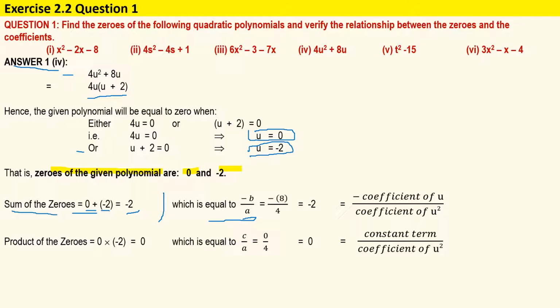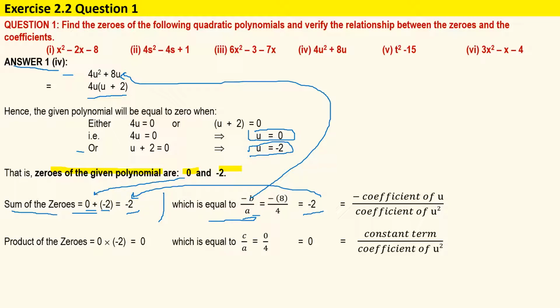In our case, in the polynomial we are given, the value of b is 8, so minus b will be minus 8, and a will be 4. So this minus b by a will be equal to minus 2, and that indeed is equal to the sum that we found by adding up the zeros that we calculated. So this relationship has been verified.